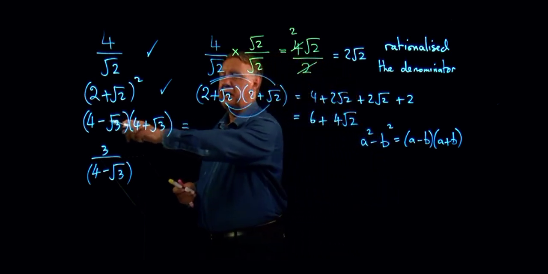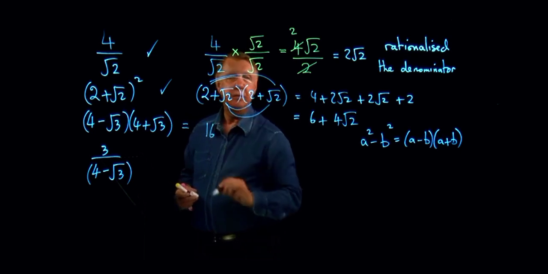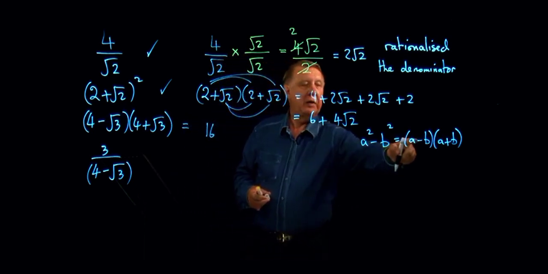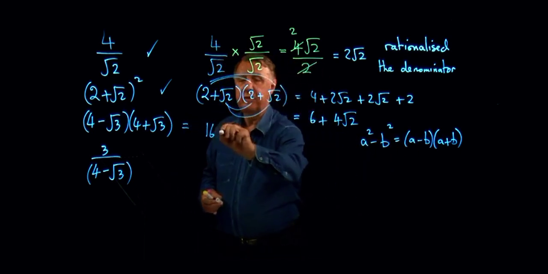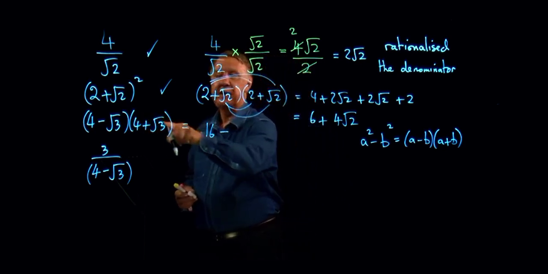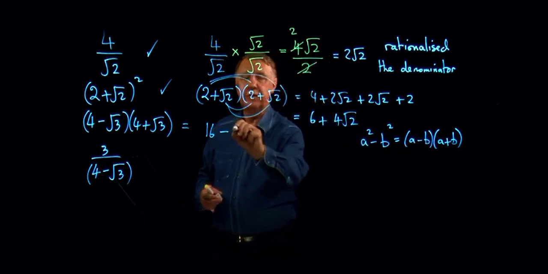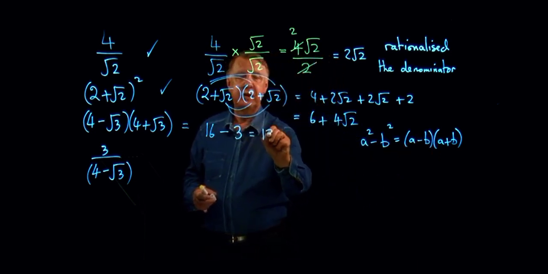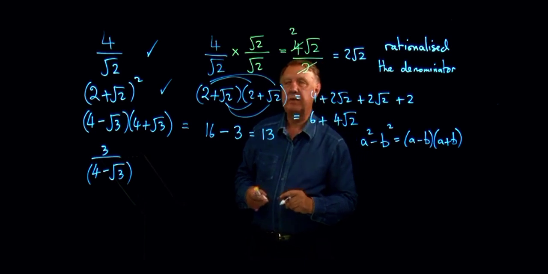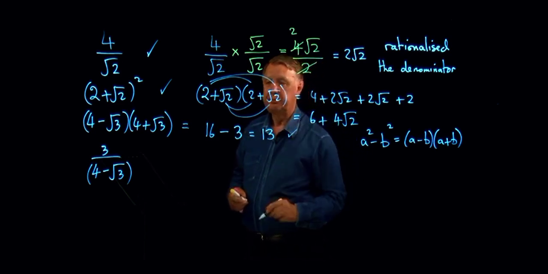So I can look at this then. A is 4, so A squared is 16. A minus B becomes minus there. 4 plus root 3, so B, in the formula, B is root 3. B squared is 3. 16, take away 3, is 13. So we've done that one.